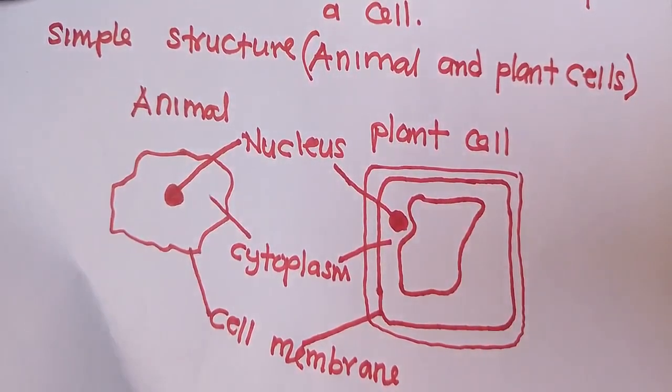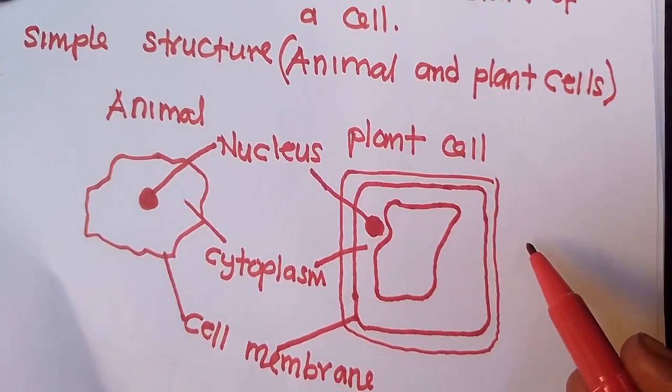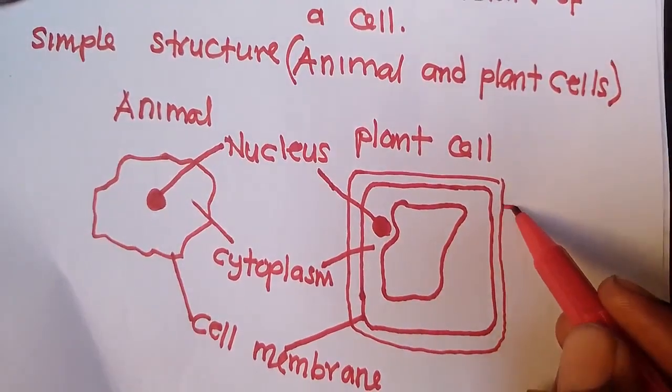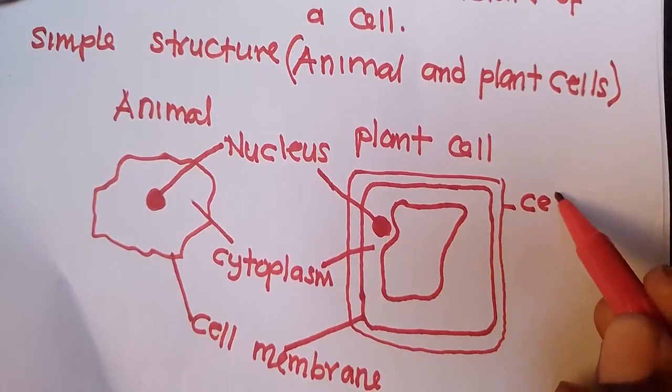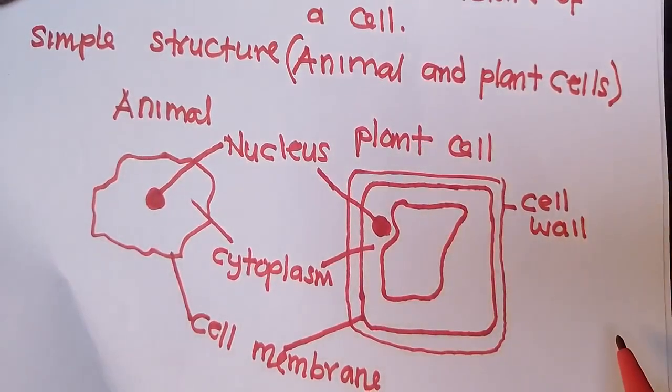This is what you need to understand. We've got it like that. Then we also have this one that is here. This is called a cell wall. You need to understand that one.